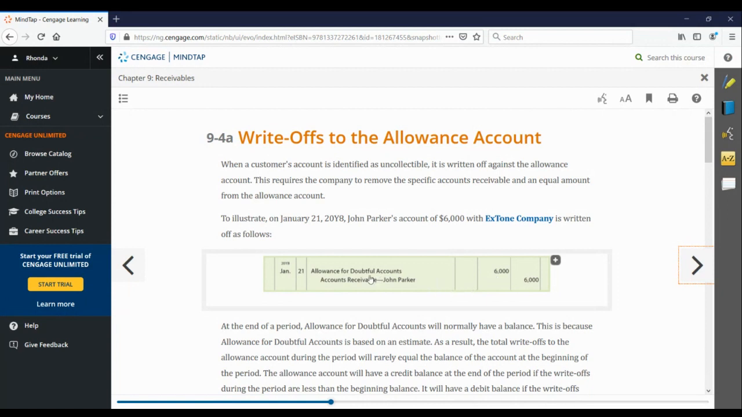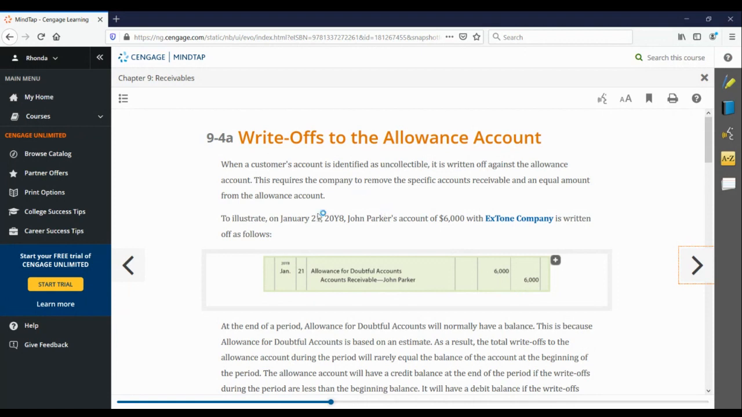What this debit does to the allowance for doubtful accounts is it reduces it. When we debit allowance for doubtful accounts, we are decreasing the balance that is in the allowance for doubtful accounts. So we debit the allowance for doubtful accounts when we're writing off a customer account, and we are crediting our accounts receivable to show that this customer is not going to pay us the amount that they owe to us.